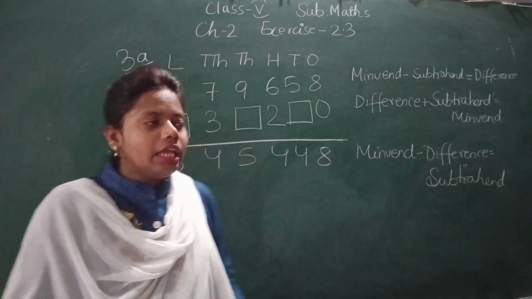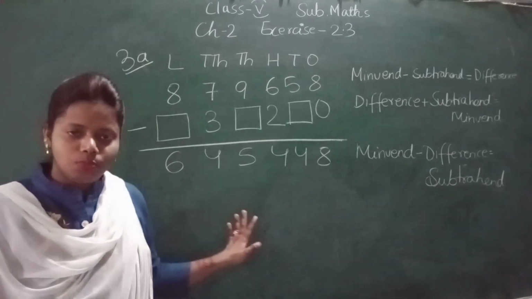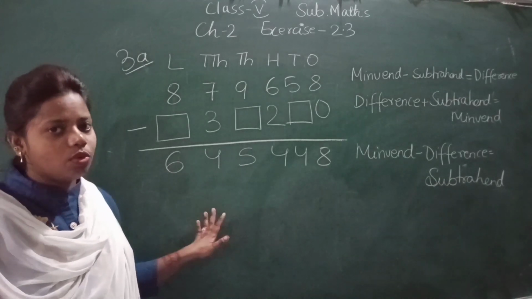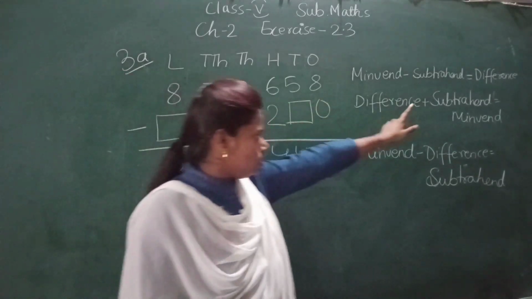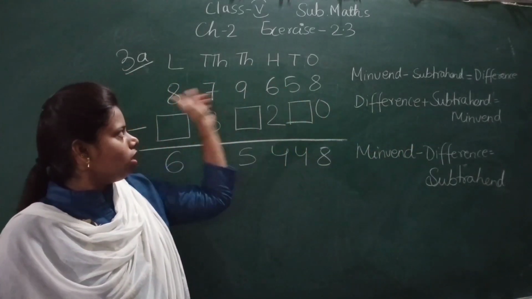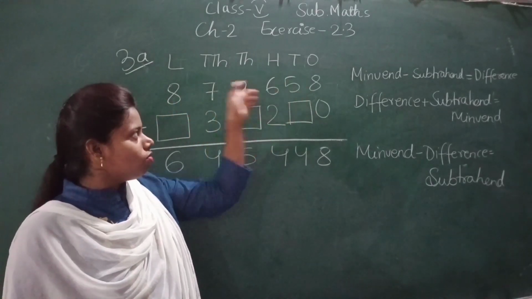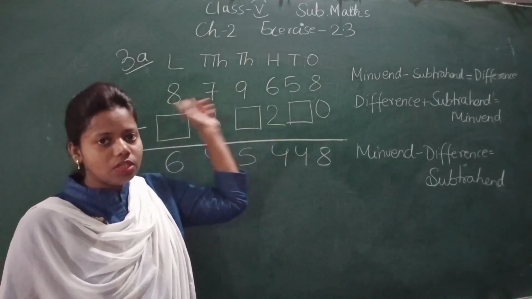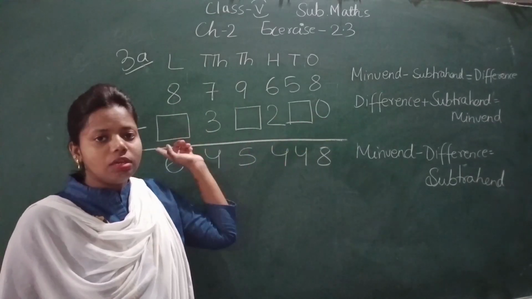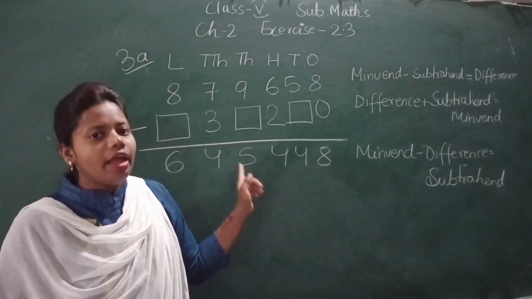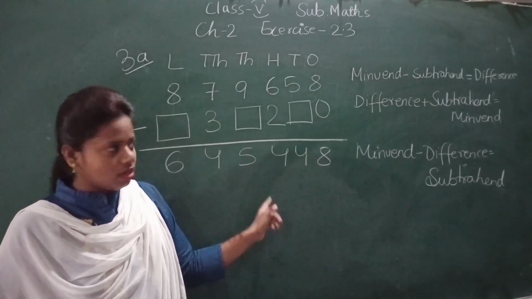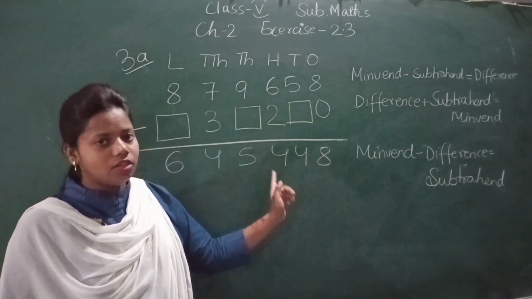Okay, now here we have to fill these boxes, but this time we have to do subtraction. To find the difference, this one we call the minuend. The larger number is called the minuend, and the smaller number is called the subtrahend. The result we get after subtracting the subtrahend from the minuend is called the difference.